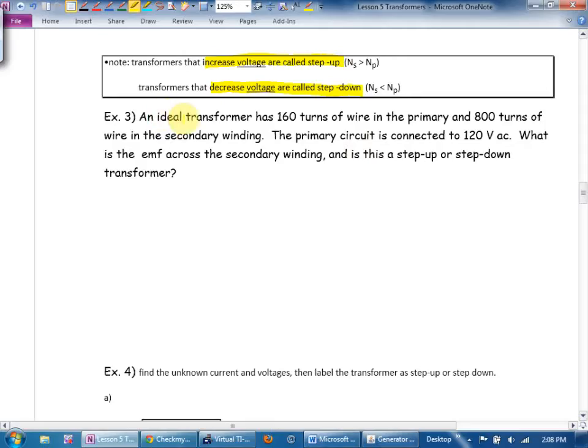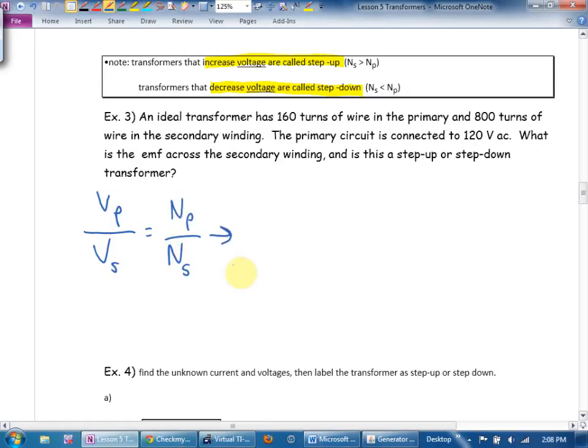No friction, no heat. So an ideal transformer has 160 turns of wire in the primary and 800 turns in the secondary. The primary circuit is connected to 120 volts alternating current. What's the EMF across the secondary, and is it step up or step down? If the secondary is bigger, it's step up. Secondary is smaller, it's step down. Let's find out. Once again, we're using voltage and number of coils. So V primary over V secondary equals N primary over N secondary.